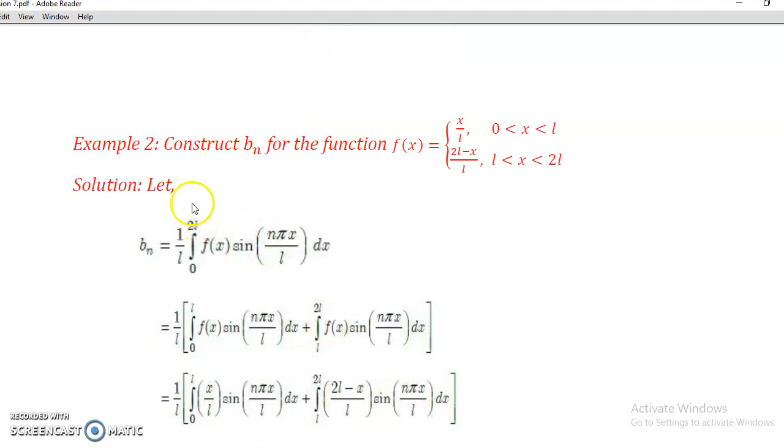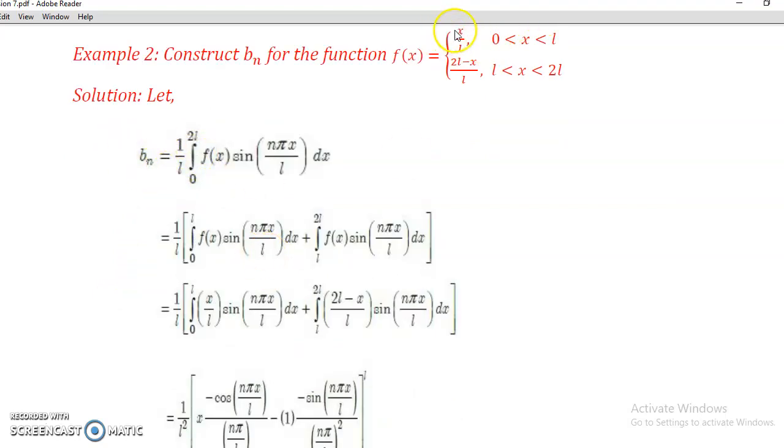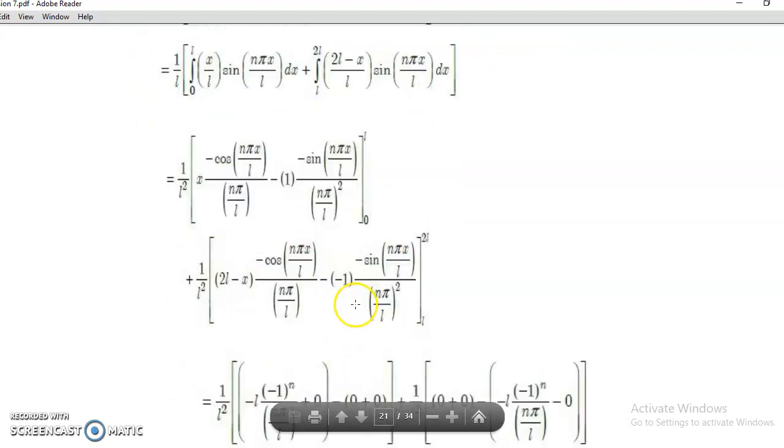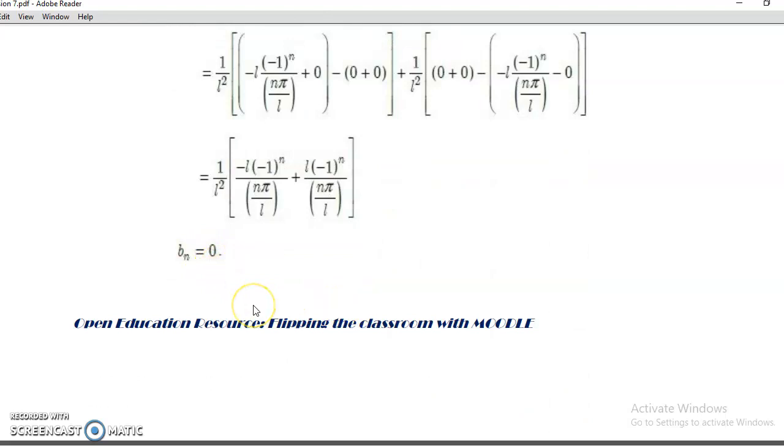So now example number 2, the function is here, interval is 0 to 2l. We have two different functions, and the question is to construct bn for the function f of x. They asked us to construct only bn, so directly you can go for bn. The formula is here. For this interval 0 to 2l, we have two different functions, so just split the integral at l. For 0 to l, the function is x by l, times sin n pi x by l dx, plus the second function 2l minus x by l, range l to 2l, times sin n pi x by l dx. So I use Bernoulli's formula. After applying the limit, you will get bn equal to 0.